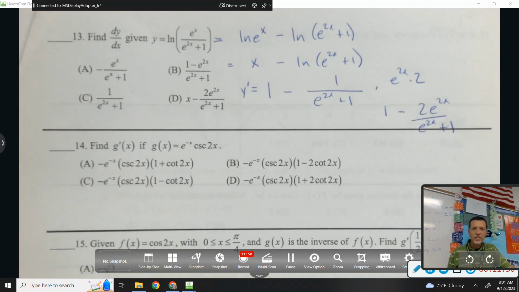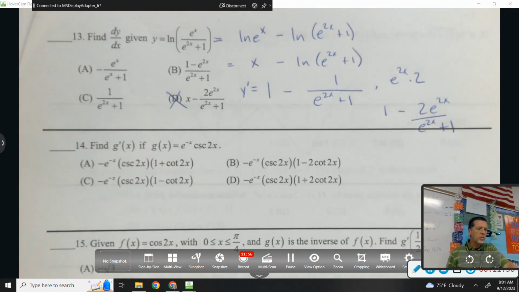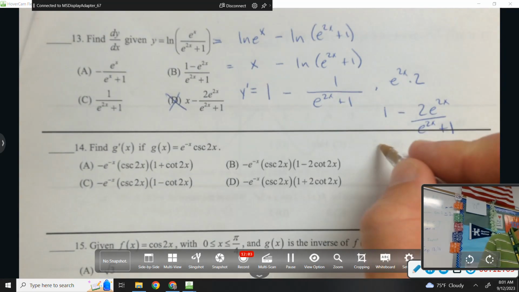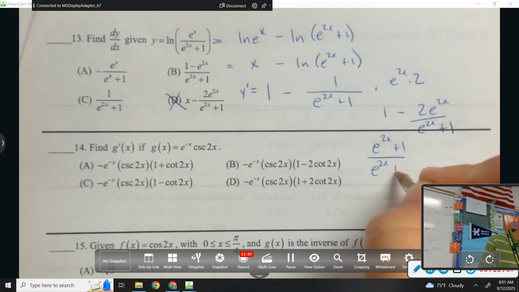And of course that's not any of my answer choices. D is kind of close, but there's an x there, which means this must be a common denominator add fractions type problem. So the first fraction needs an e to the 2x plus 1.